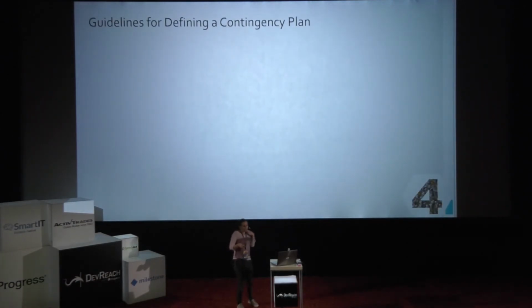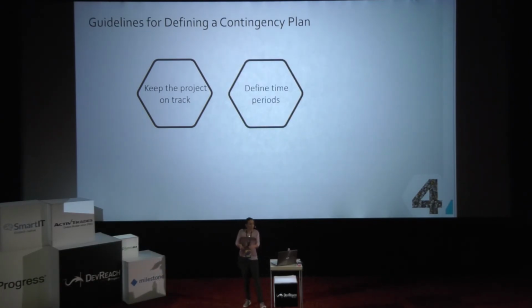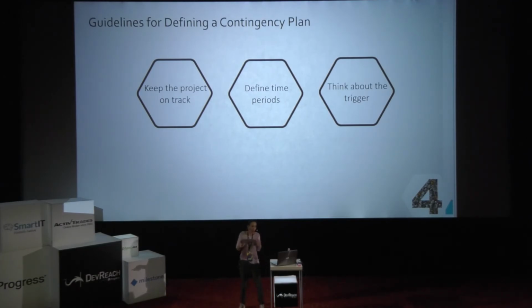So just a couple of guidelines for you on how to best create the contingency plan. Your main goal is to keep the project on track. Look closely at what actions you can perform in order to deliver a minimum value and the service, minimum functionality and the service. Define time periods. Think about the triggers that can cause you to implement your contingency planning. Think about the actions and the timing of those actions, and also think about who will be responsible at each stage if it comes to this situation.